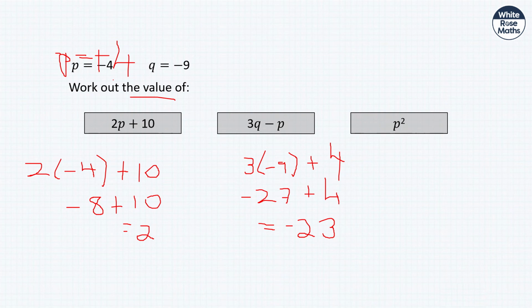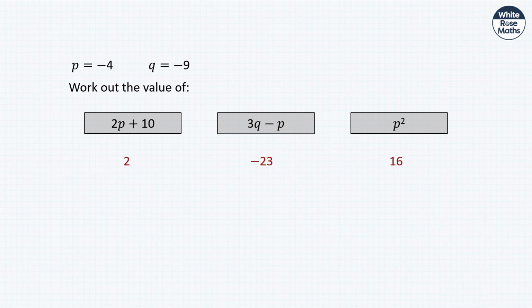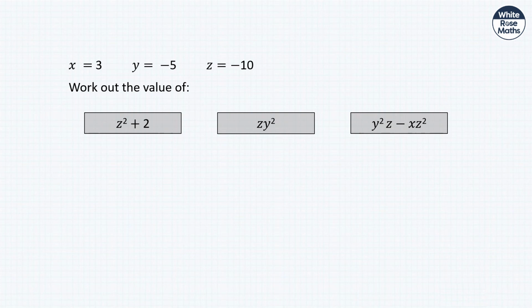Okay, this last one, p squared, so that'd be negative 4 all squared. Actually, I'll put it in brackets. Okay, so negative 4 times negative 4 will be positive 16. If you square a negative, you will always get a positive, provided that we have brackets around the negative number. And there's a reason we have brackets there, because if you enter it without brackets on your calculator, then it gives you minus 16, but with brackets, it makes it clear that we are doing it properly. Okay, there we go.